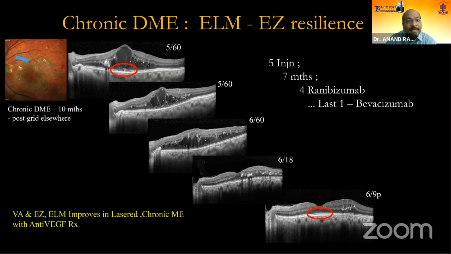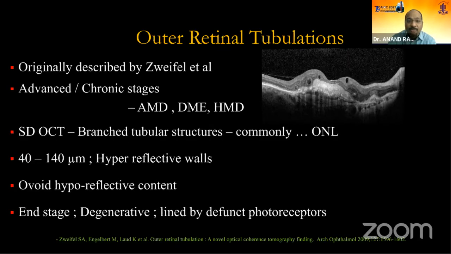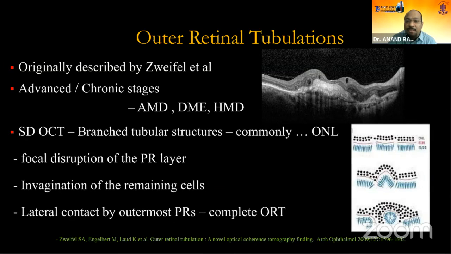Outer retinal tubulations, I think Uni has already kind of touched upon this. It's degenerative cystic photoreceptors. And this is the pathology: focal disruption of the PR layer with invagination of remaining cells and lateral contact, and that forms ORT. Just a small example of a chronic case with an ORT there. After treatment, the CNV reduced, but the ORT actually increased and coalesced to form a giant ORT. You can also see this in geographic atrophy cases.